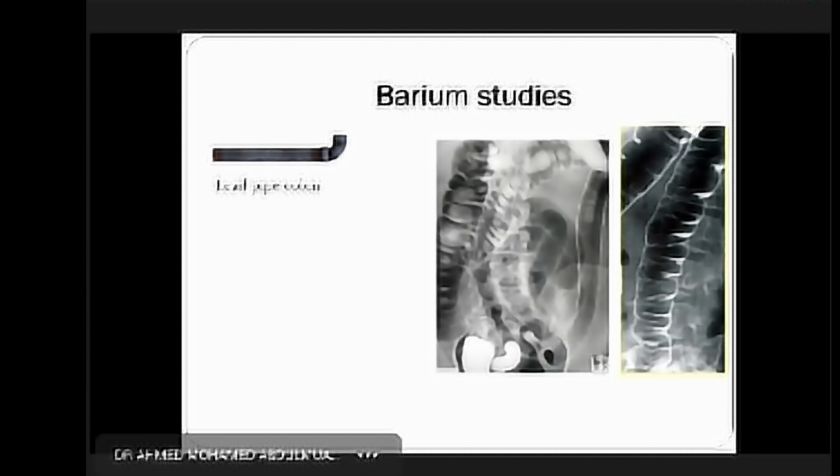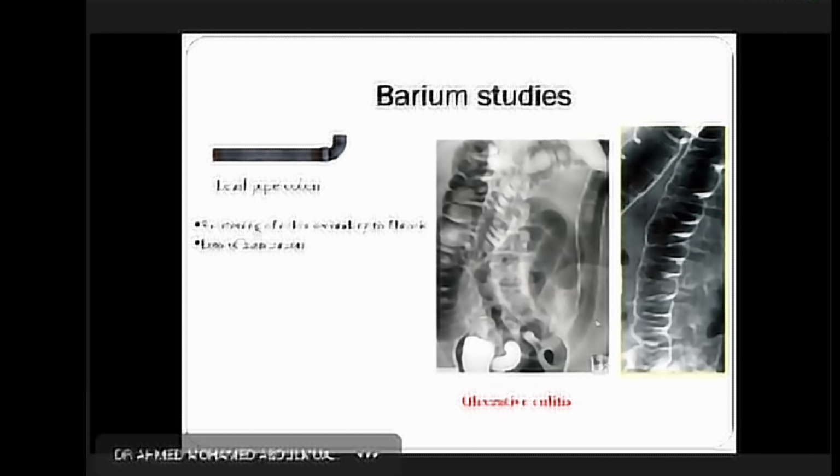Lead pipe appearance in which condition? Lead pipe colon. You have heard about this terminology, lead pipe colon. So you can see this normal caliber with normal haustration, but here there is no more haustration. So this is shortening of the colon secondary to fibrosis, and there is a loss of haustration. This is in case of ulcerative colitis. This is one of the features of ulcerative colitis in double contrast barium enema, where there will be loss of haustration and shortening of the colon secondary to fibrosis, compared to the normal bowel here. Okay, we can see the difference.